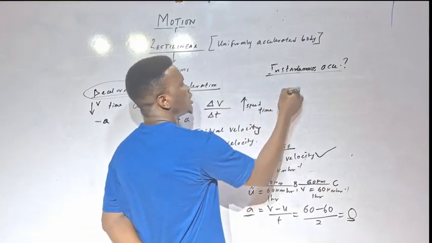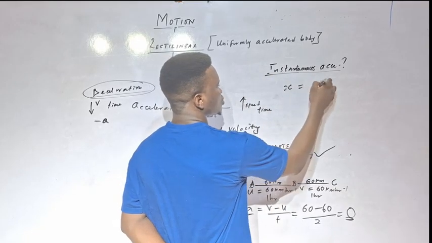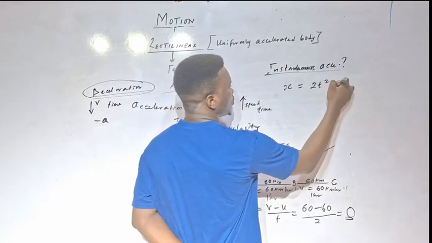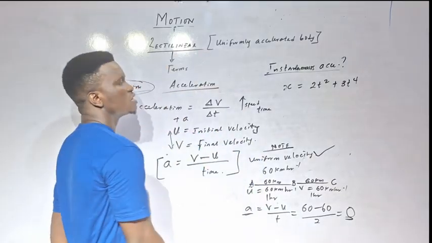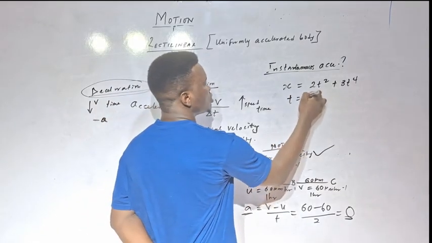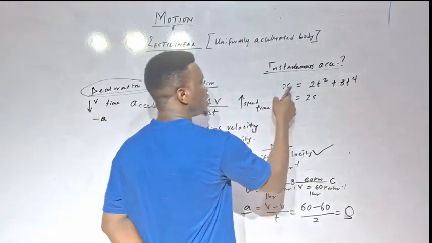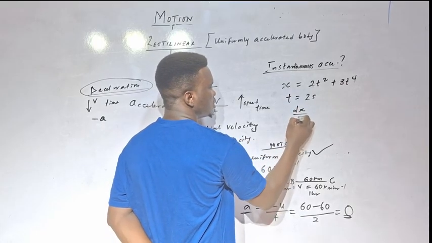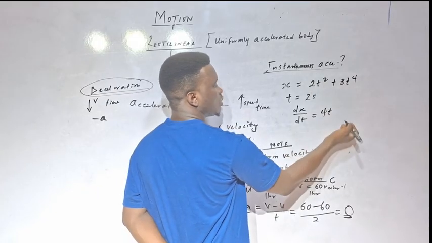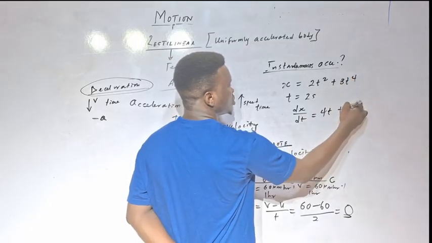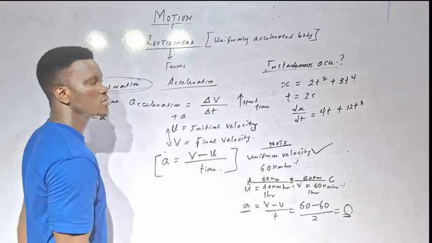So they can also say, given that x is equal to, let's solve the one we did the other time, I think I said 2t raised to power 2 plus maybe 3t raised to power 4. If they say, what is the acceleration when the time is 2 seconds? How are we going to do that? We're going to first differentiate this. So dx/dt is going to give us 2 will come down, that will be 4t raised to power 1, plus 4 will come down, that will be 12t raised to power 3. Do you understand that? Very good.